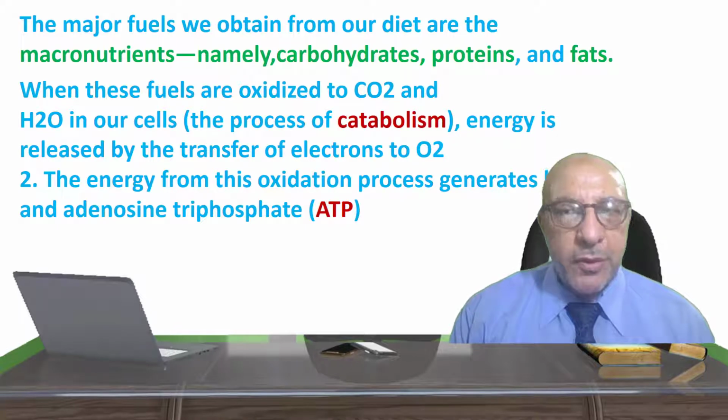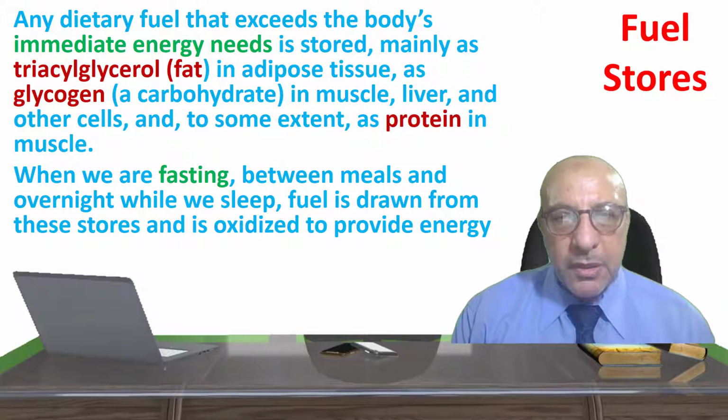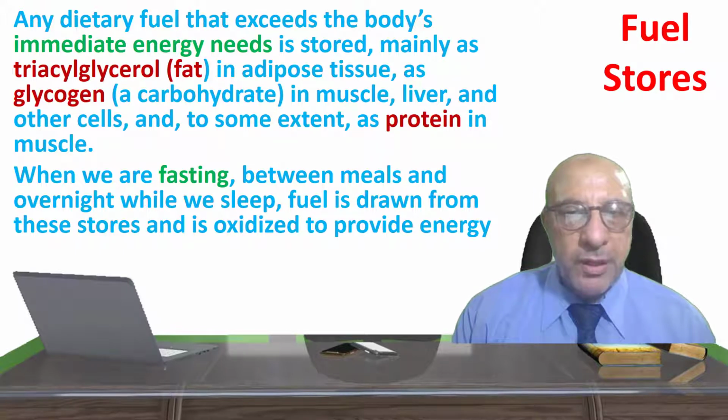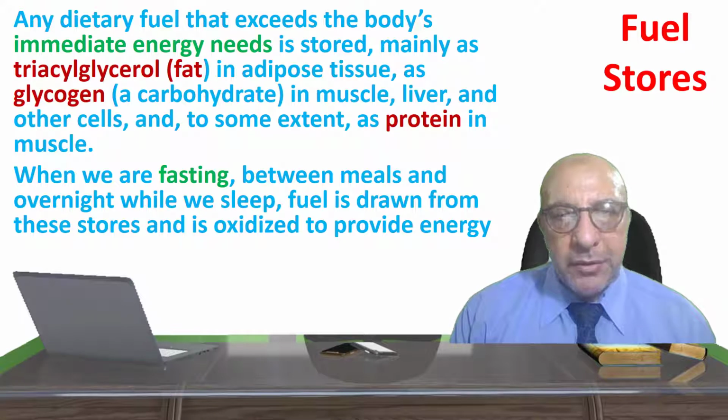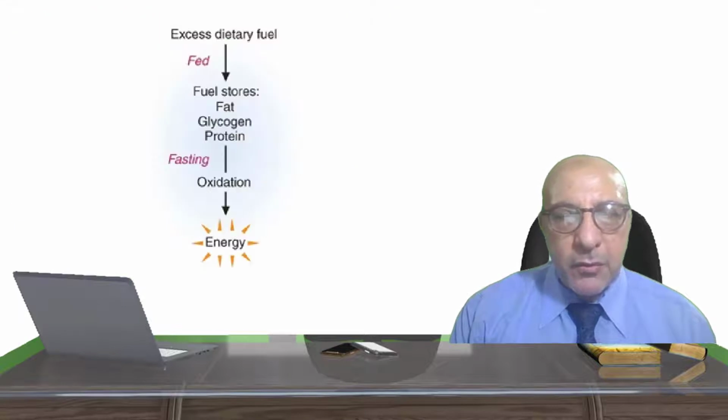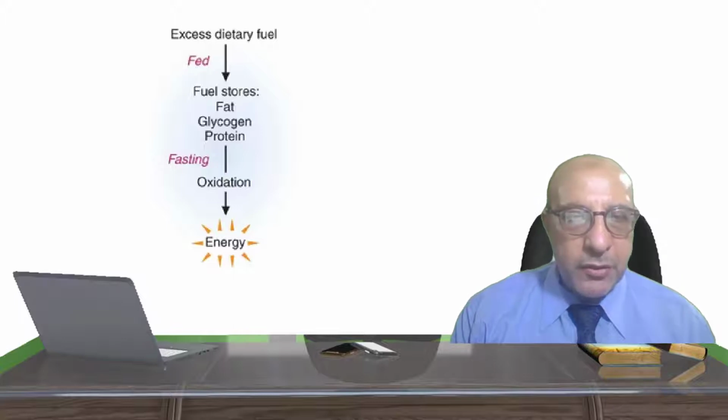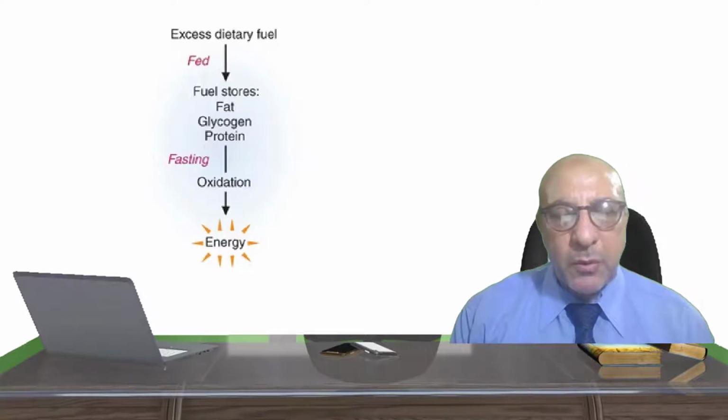This process of fuel storage is done in several areas. In the liver, it is stored mainly as glycogen and also as triacylglycerol or fat. It is stored in the muscle mostly in the form of glycogen and protein, and it is stored as fat in the adipose tissues. Here we can see clearly that in the feed state, the excess food ingested is stored in different forms as fat, glycogen, or protein, which will be used later on in the fasting state to maintain the supply of energy to the body.